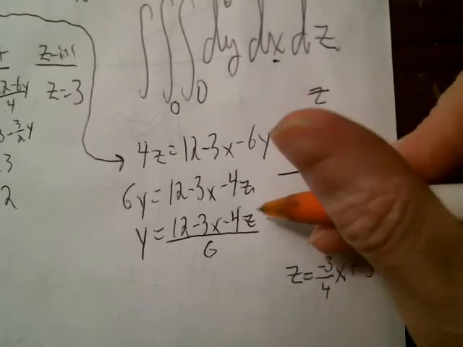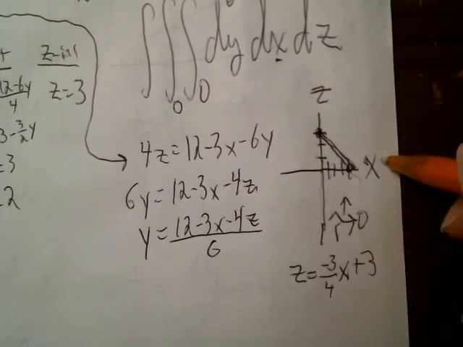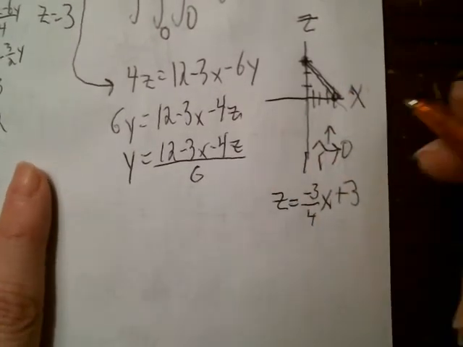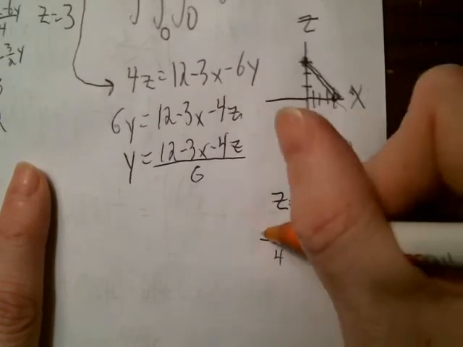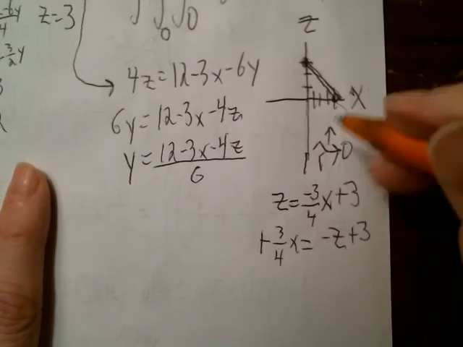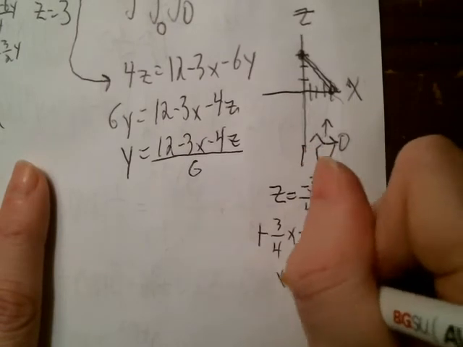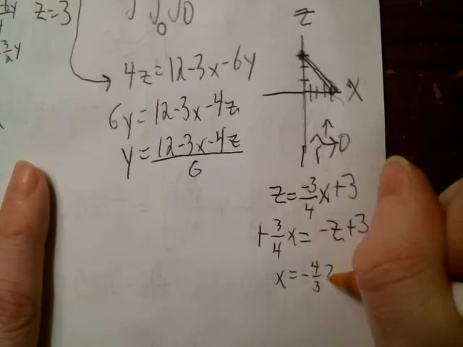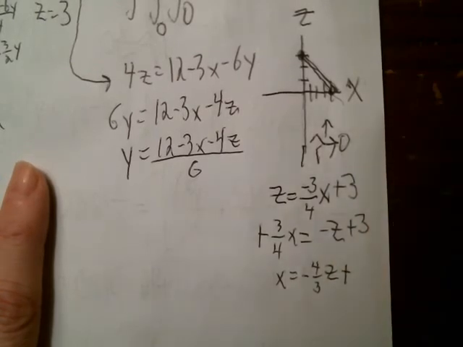It'd have been easier if we just did it in the other orientation. I totally apologize. So put x on the z-axis and z on the x-axis. Because now I'm going to have to solve for x, right? So anyways, negative 3/4 x, or maybe plus 3/4 x equals negative z plus 3. Just move the z over, move this over, and then multiply by 4/3. So x equals negative 4/3 z plus apparently 9/4.